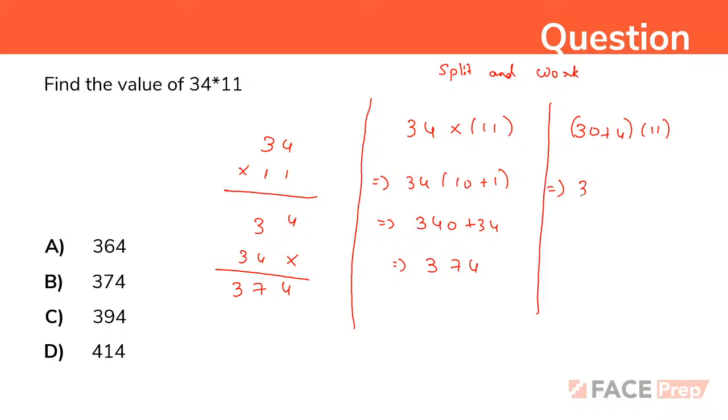So 30 into 11 will give you 330, and 4 into 11 will give you 44, so we can still easily say that the answer is 374, right?